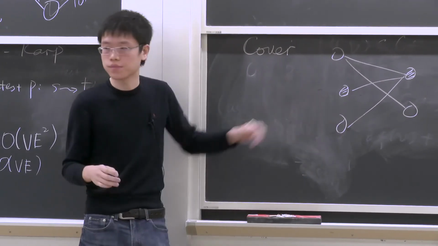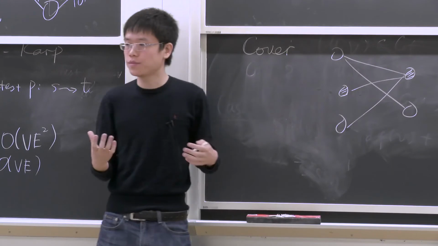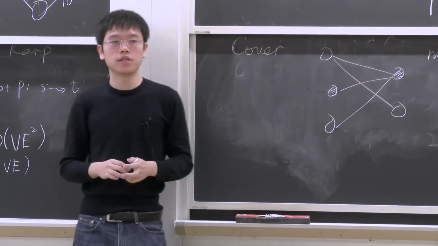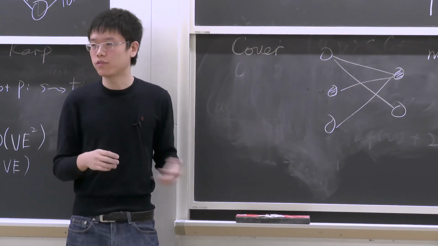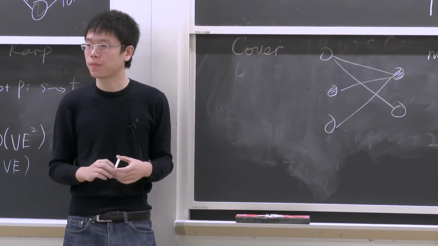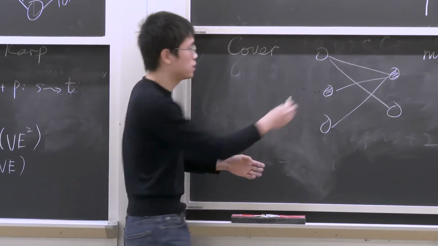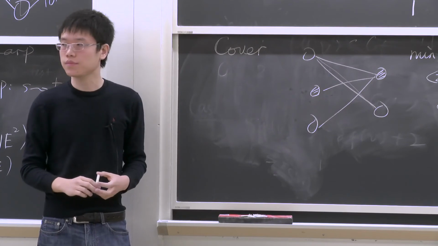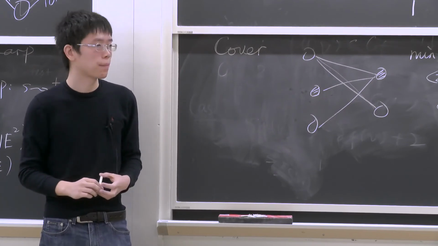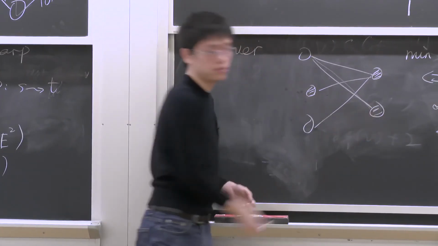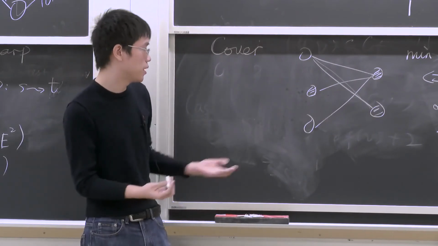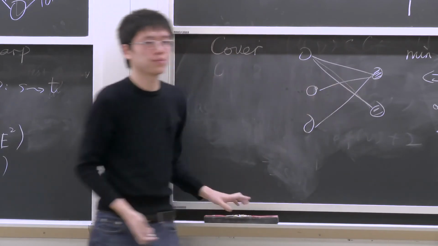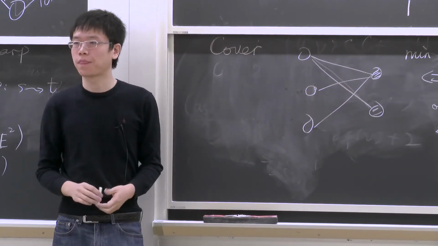Okay, a cover is a set of nodes such that every edge in the graph is connected to at least one of the nodes in the cover. So this is not a cover because this edge is not covered. In this case, I probably have to add that as well. But clearly, there is a better, even smaller cover, which is those two. Right?